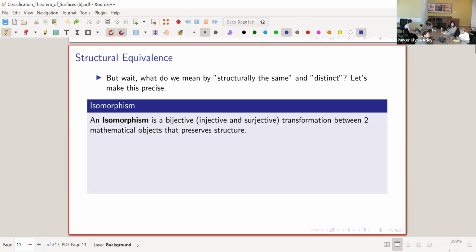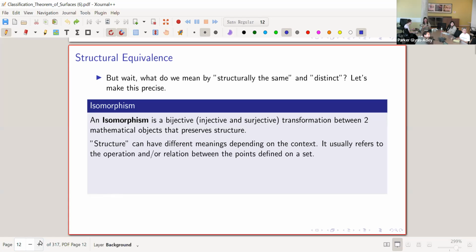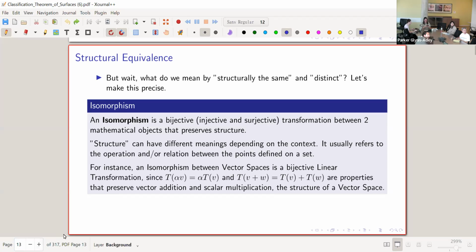So, what do we mean by structurally the same? So I'm saying these things, but what do they mean? So let's make this precise. I'm going to give a definition here. So we say that an isomorphism is a bijective transformation between two mathematical objects that preserves structure. So bijective preserves the size, and then we also want it to have an additional property where it will preserve some sort of mathematical structure.